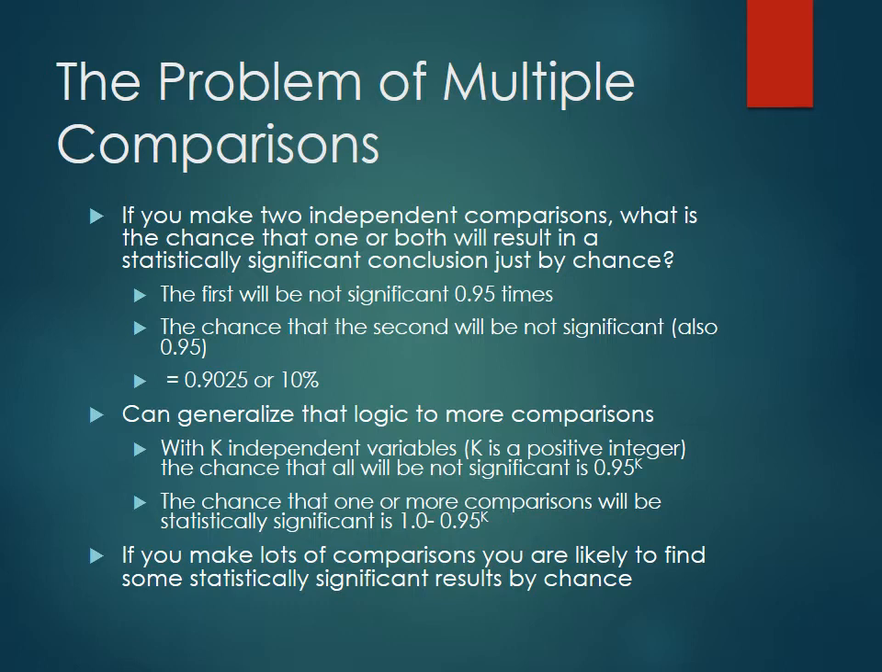Right, so you can generalize that logic to more comparisons. Essentially, if you look at this k number of independent variables or number of comparisons you're going to be making, you can plug it into this 0.95 raised to the k power, and as you increase your value of k, that chance of getting a statistically significant result when one is not actually present will increase. And so if you make lots of comparisons, you're more likely to find statistically significant results just by chance.